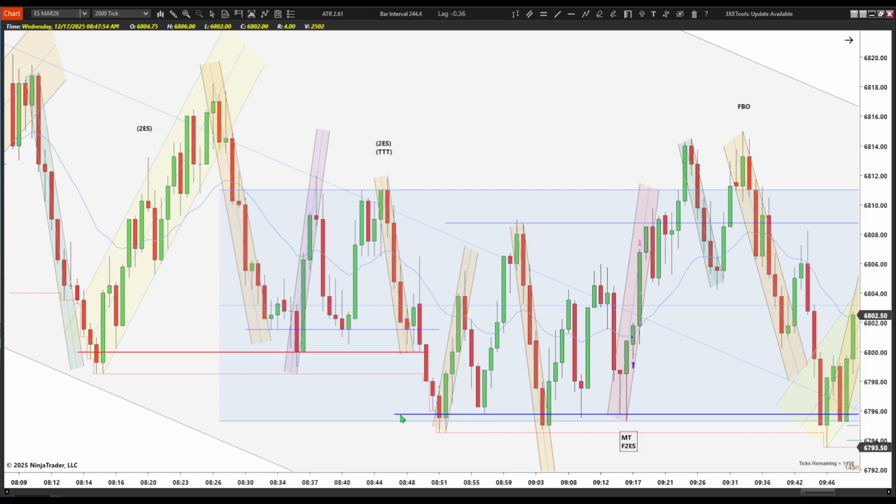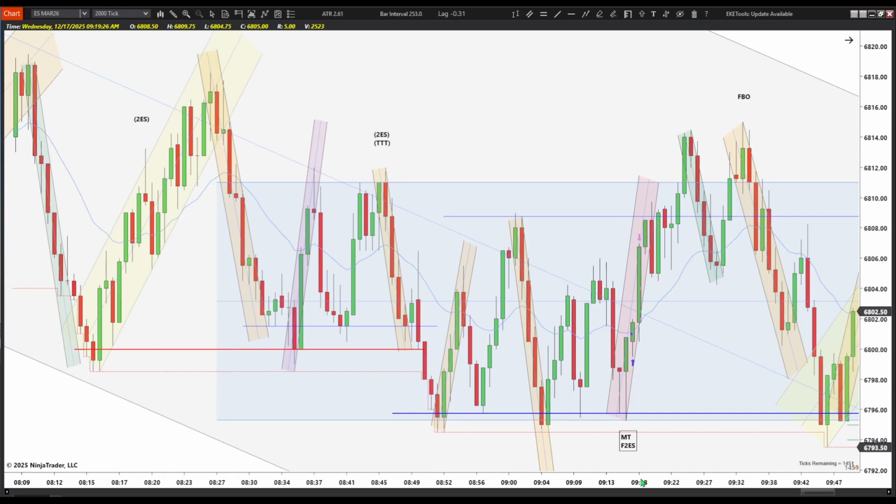I coupled it with the fact that this looks like a multiple test bounce off this support area. So whether the top of the range is here or here, I felt there's enough for a 1 point scalp. So I entered my trade.